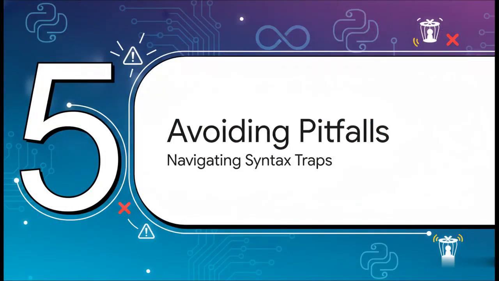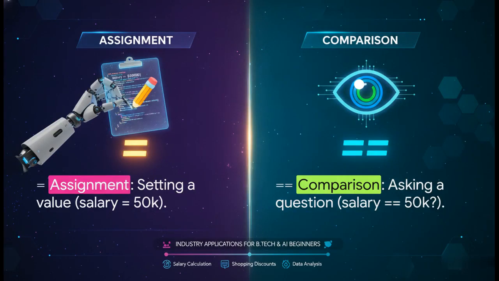Moving on to Section 5, Avoiding Common Python Pitfalls, Navigating the Syntax Traps of Coding. All right, welcome to the ultimate showdown, the single equals versus the double equals. Hands down, this is the most common error beginners face. A single equal sign is an assignment. It's an order. You are flat out telling the computer, make the salary 50,000.